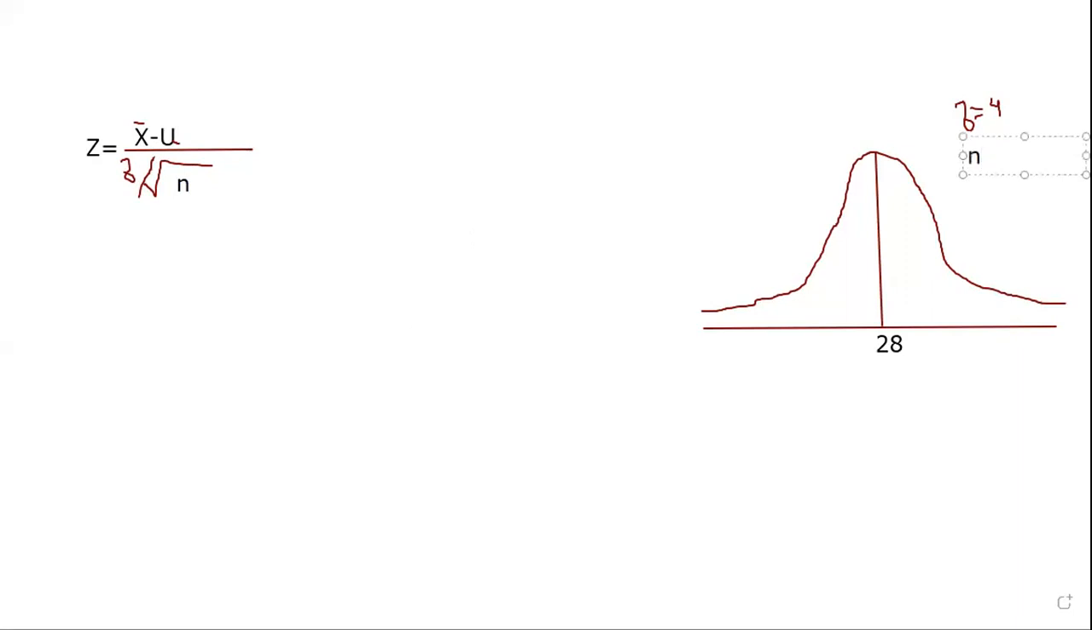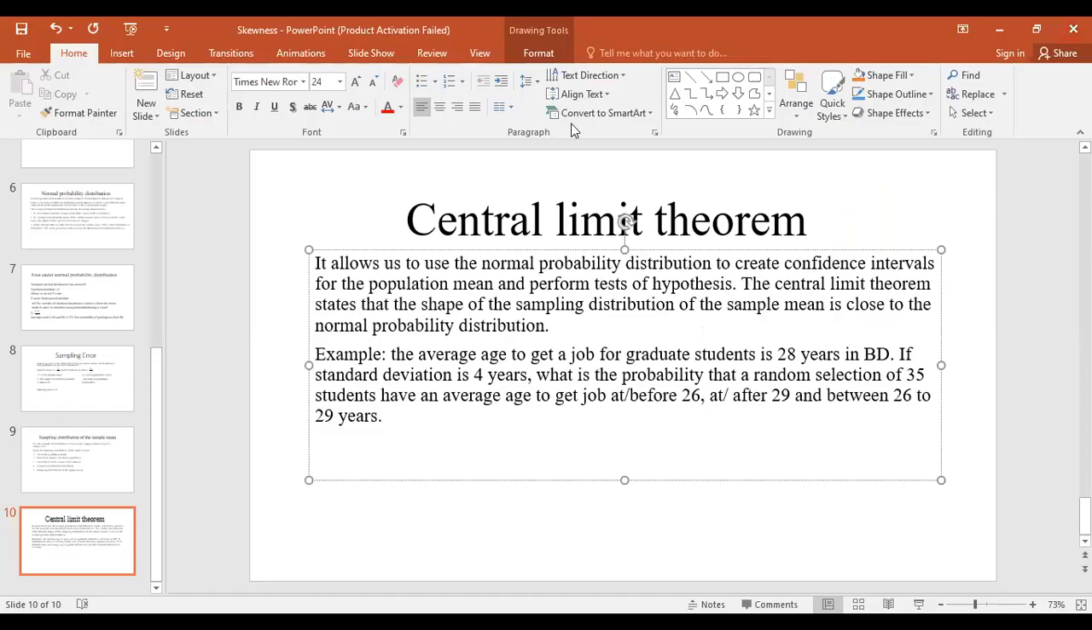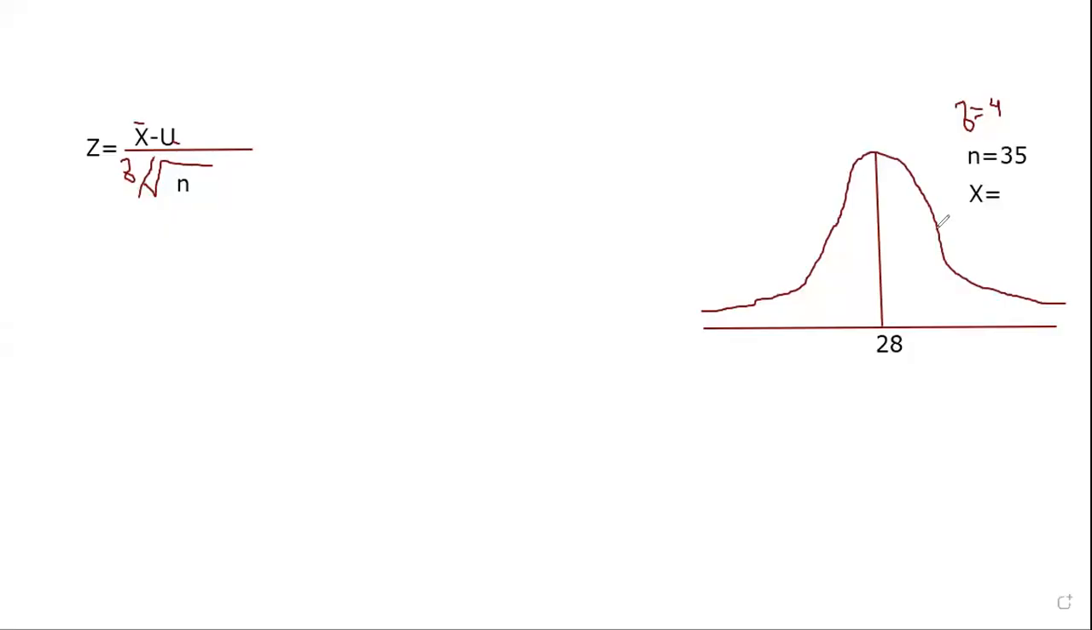N is 35 and the standard deviation we have. x bar is equal to 26 and 29. So we can write down here 26 as x bar 1 and x bar 2 is 29. So it is x bar 1 and it is x bar 2. Right now we can find the z-score for x bar 1.